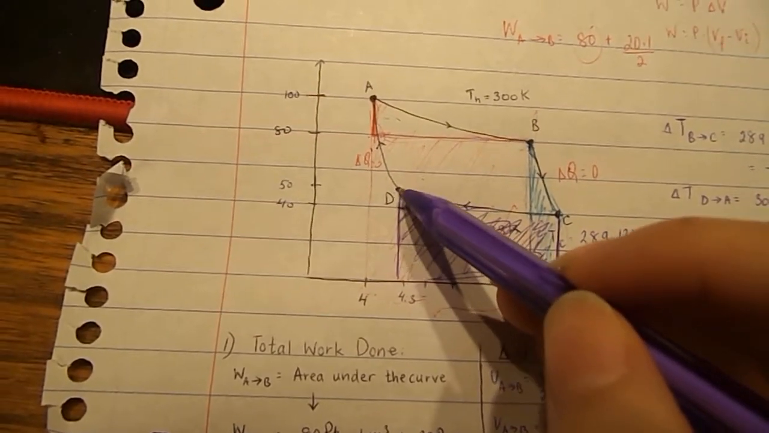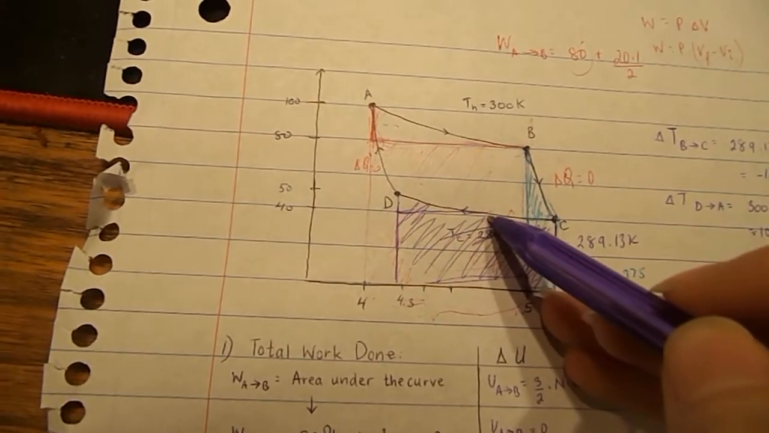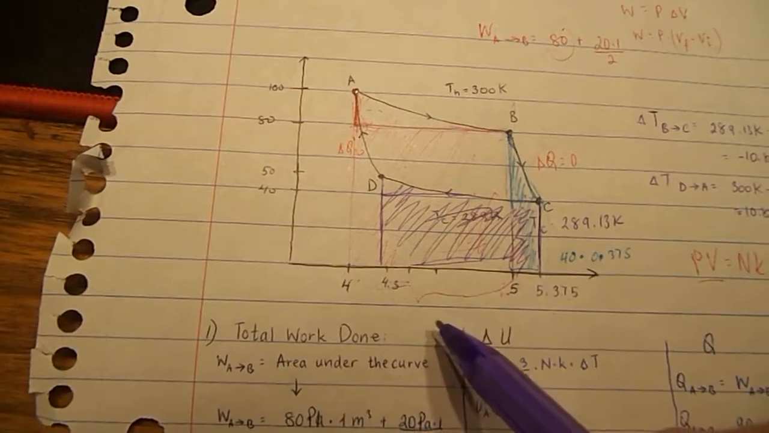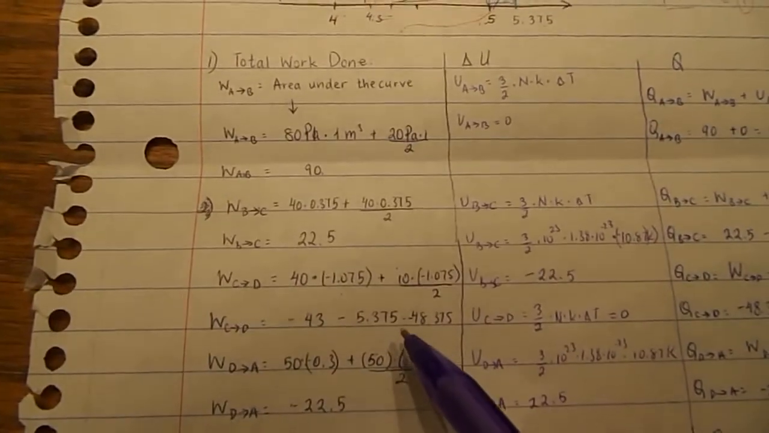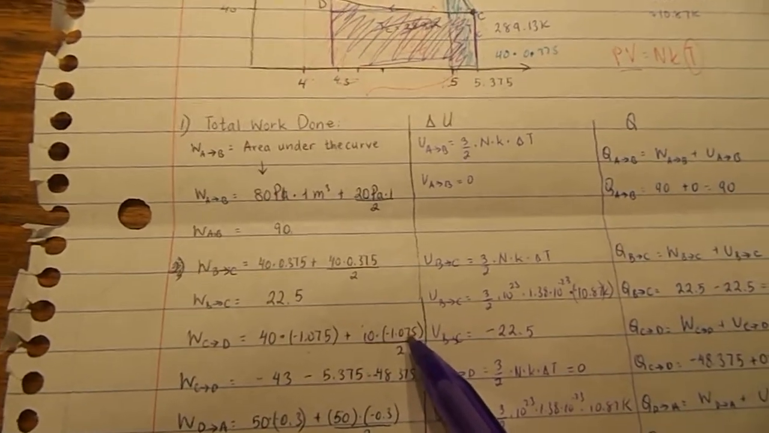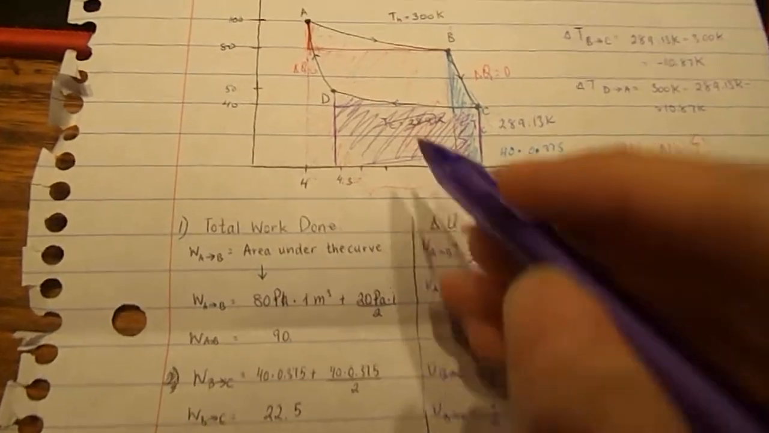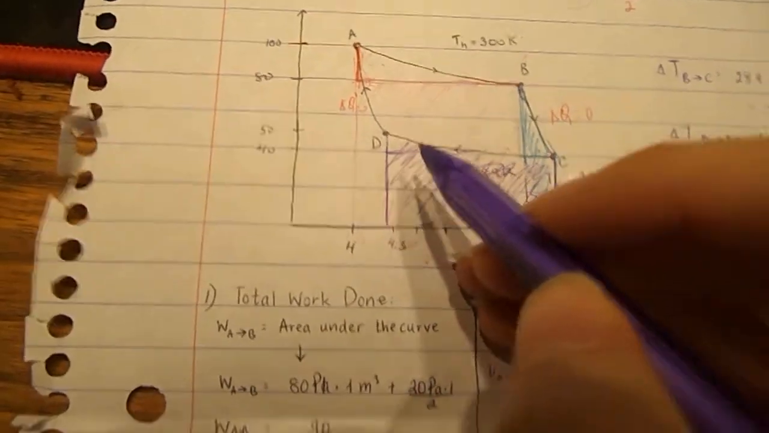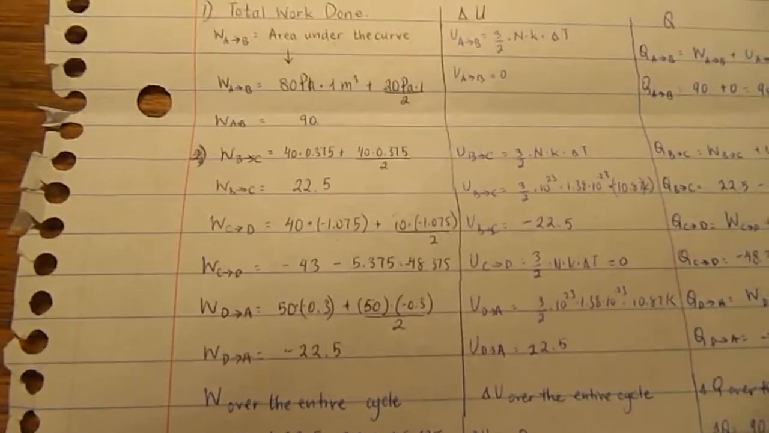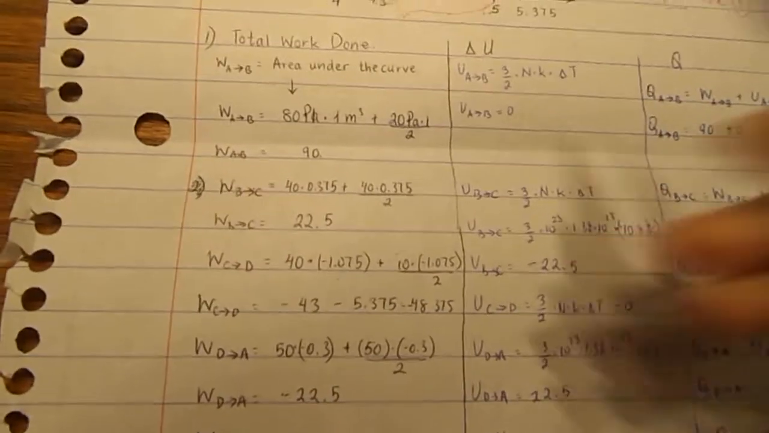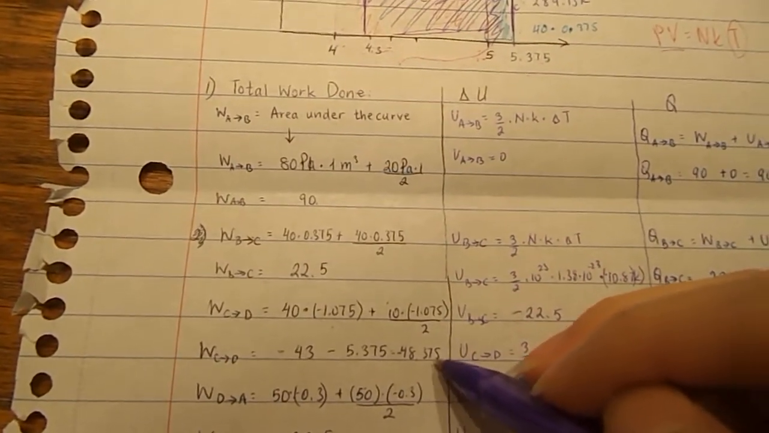Our height of this triangle is 10, from 50 to 40, and the base of this triangle is again 1.075, negative, and divided by 2 because this is a triangle. That should give you negative 22.5. No, that should give you negative 48.375.